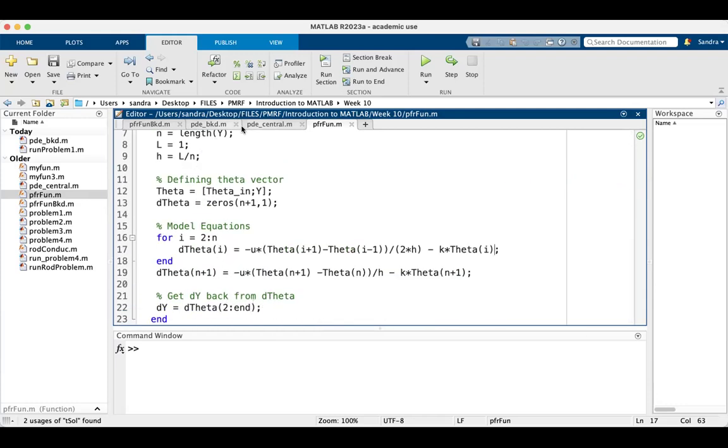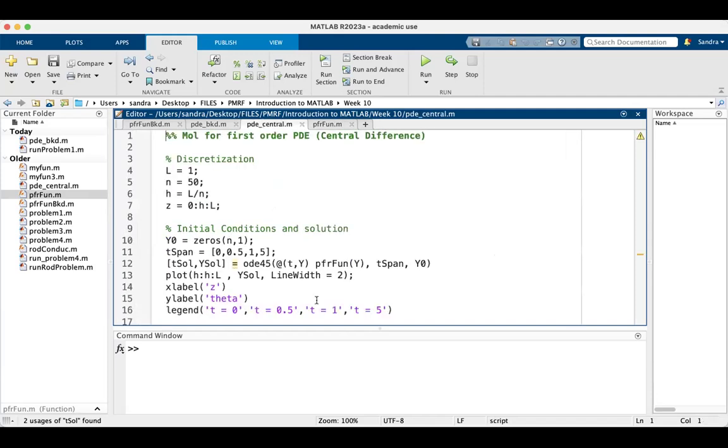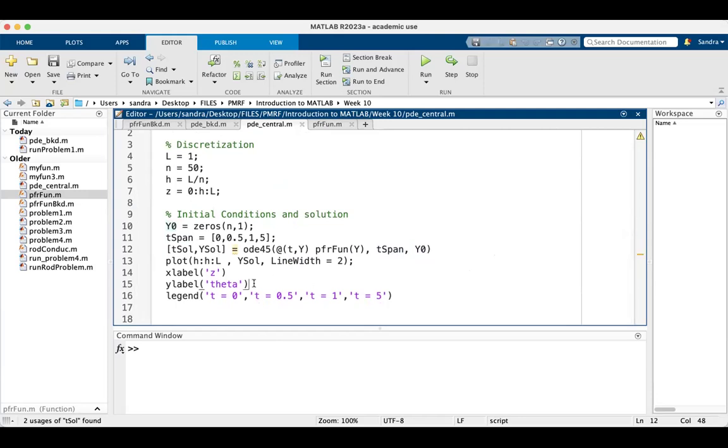So now going back, this PFR function has the ordinary differential equation from 2 to n plus 1. T-span is what is given to me in the question. And y0 also will be all zeros for the 2 to n plus 1th points. Now I'll run this. And for plotting, I'll plot with respect to position and y solve. Okay, let's see what is happening.